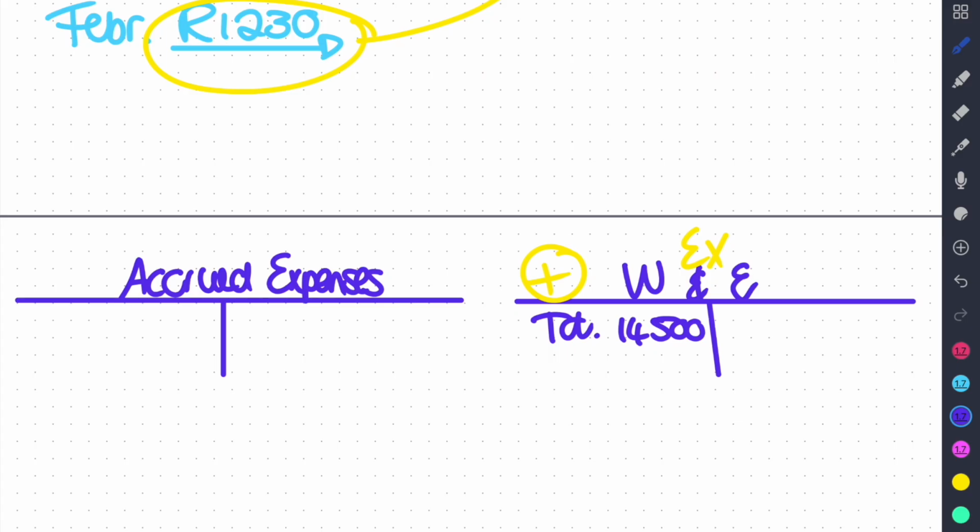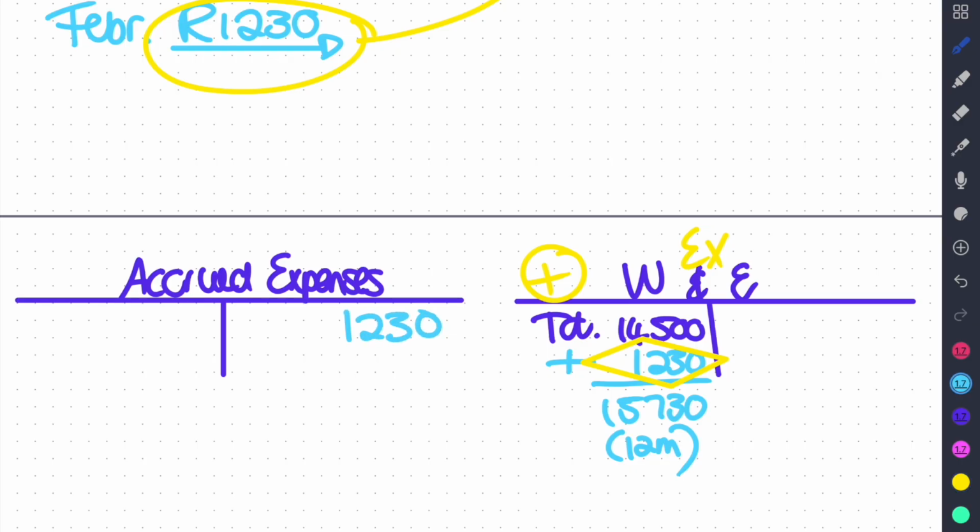So you're going to enter 1,230 on this side so that it can go up. And your new total will be 15,730. And this will represent 12 months. So that's why it's more accurate. You need a double entry for this debit. So we are going to put it in here on the credit side, 1,230.